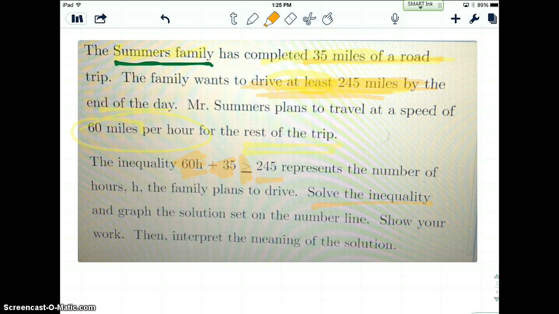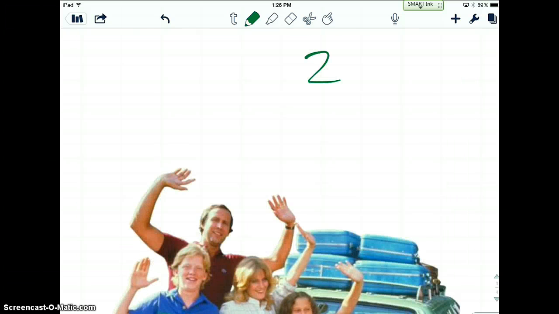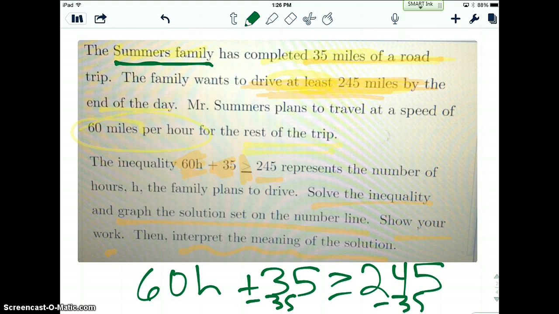Solve the inequality and graph the solution set on the number line. Show your work, then interpret the meaning of the solution. So I have 60h plus 35 is greater than or equal to 245. We're going to go ahead and solve. So how do we solve that thing? Well, we're going to need to subtract 35 first. Subtract 35, and when you do that, I'm going to be left with 210.